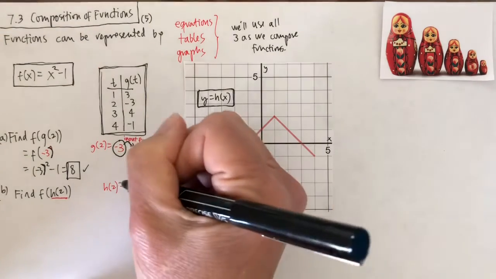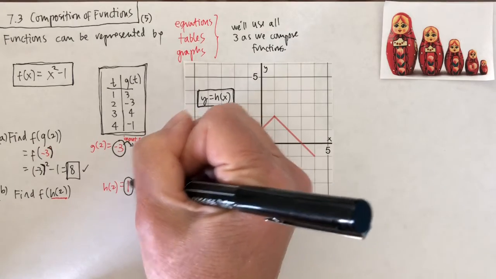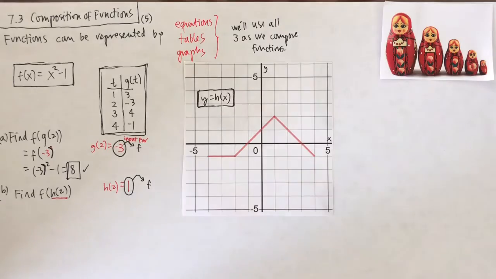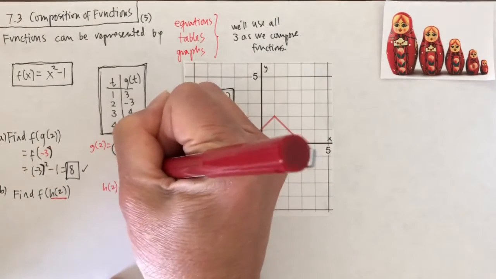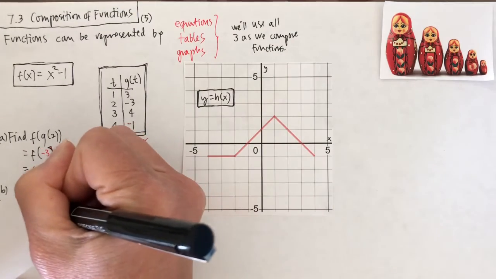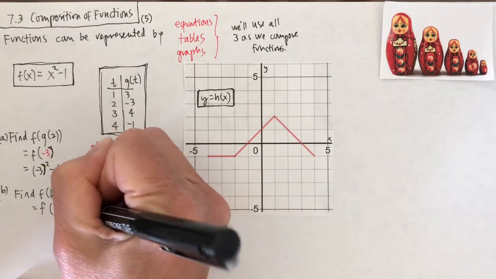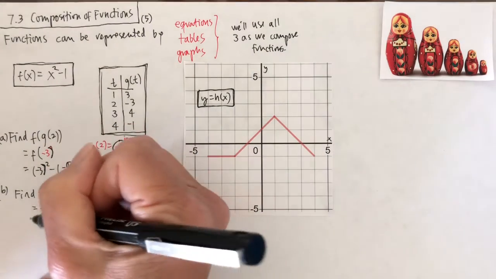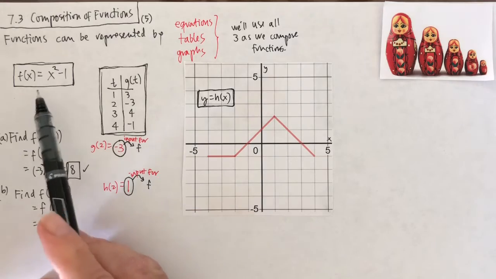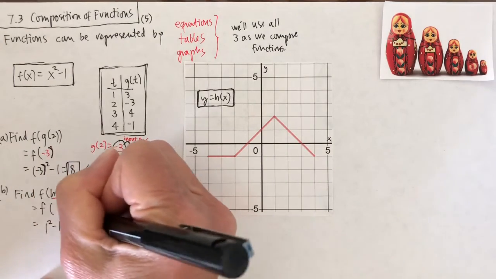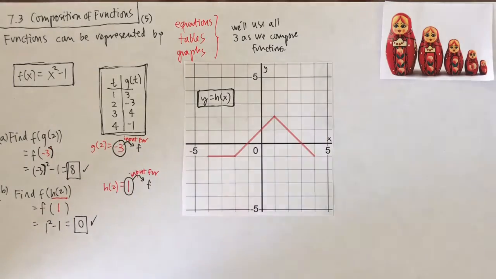I'm going to take that. This is the output of h, but I'm going to take that and put it into my function f. So this is the input for f. So now I need f of h of 2, which is f of 1. Just go up here to my rule for f, and that will be 1 squared minus 1, which is 0. And that's my output for the whole composition of this function.